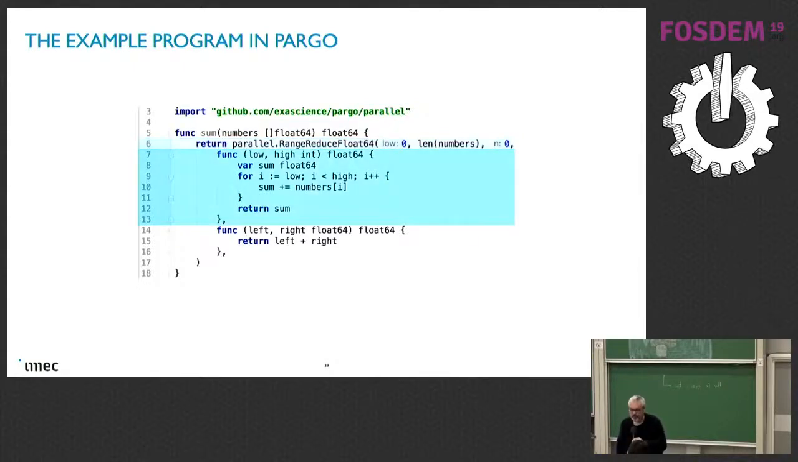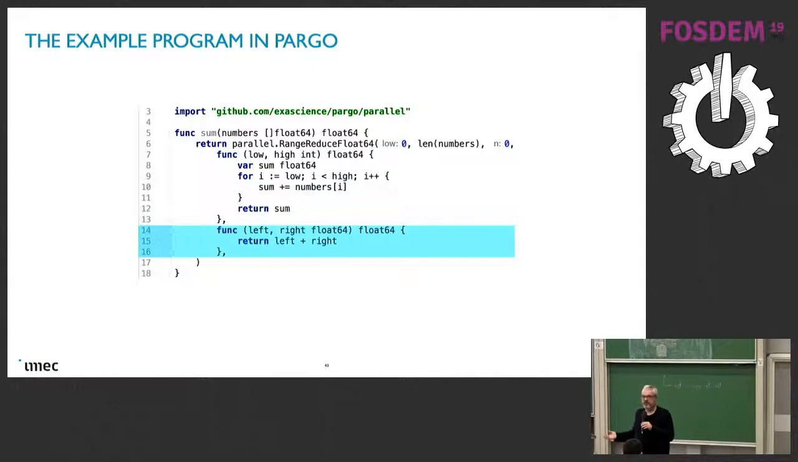And then we need the base case, which is a sequential base case. This gets called by Pargo, and Pargo tells it which part of the slice it should be looking at. And then you need a reduction function, which just tells the Pargo library, okay, if I have two results, how do I combine them? Well, I just add them. So this does exactly what I described before under the hood, just makes it much easier and much more elegant to describe it at a higher level.